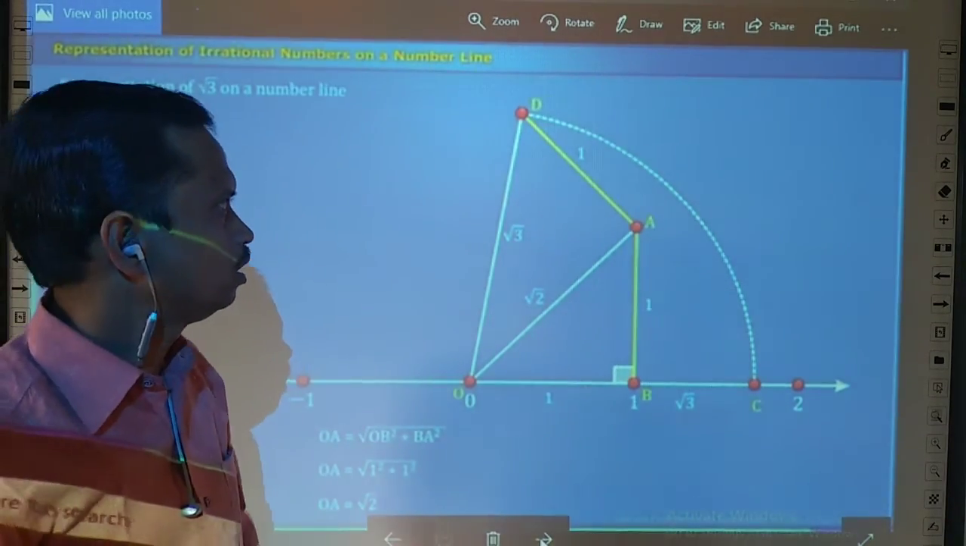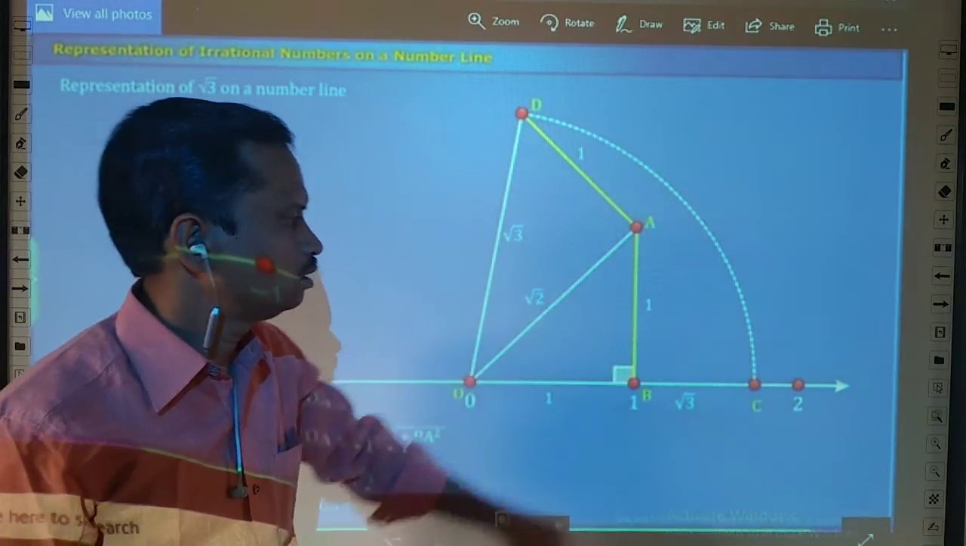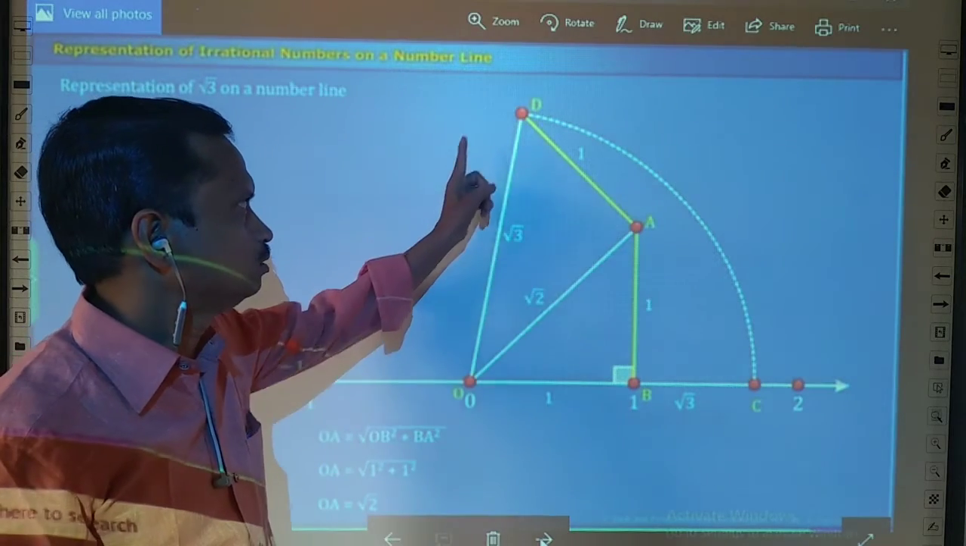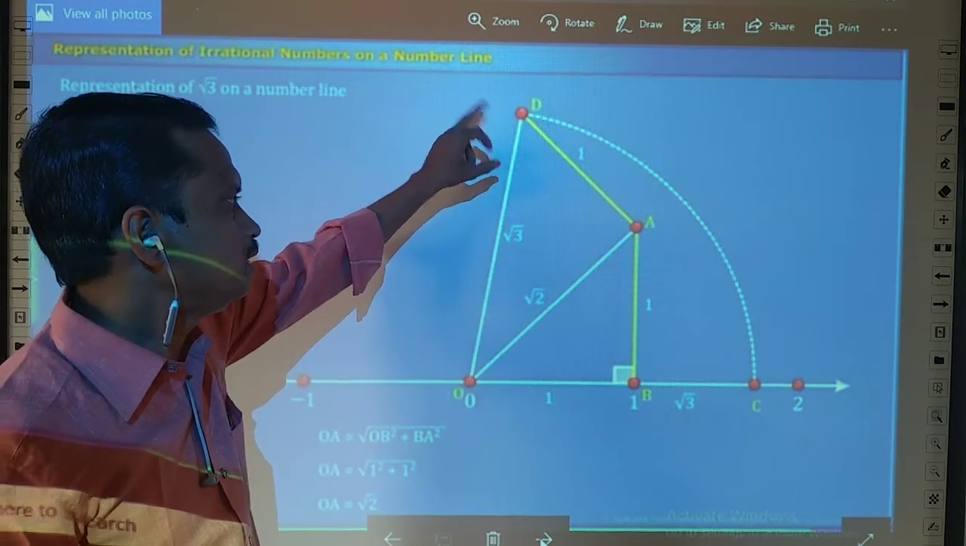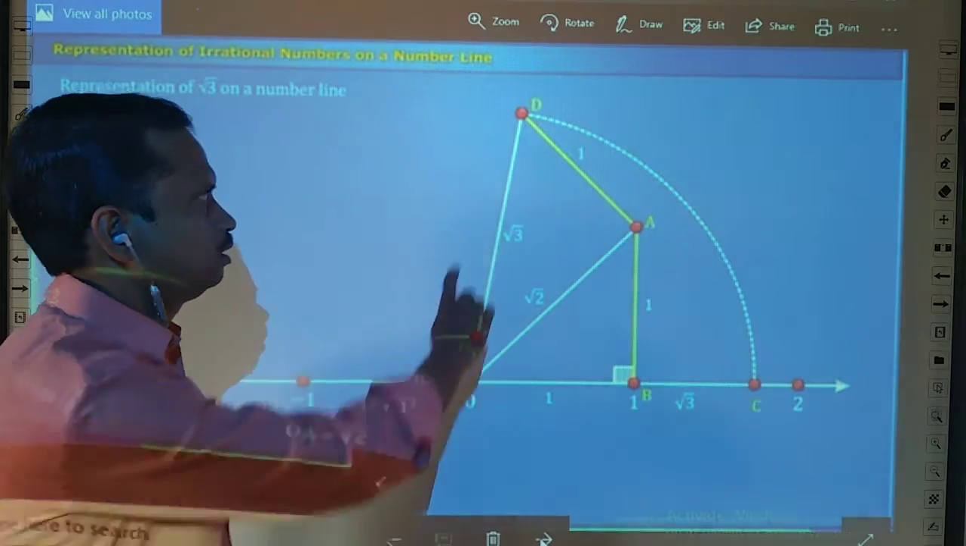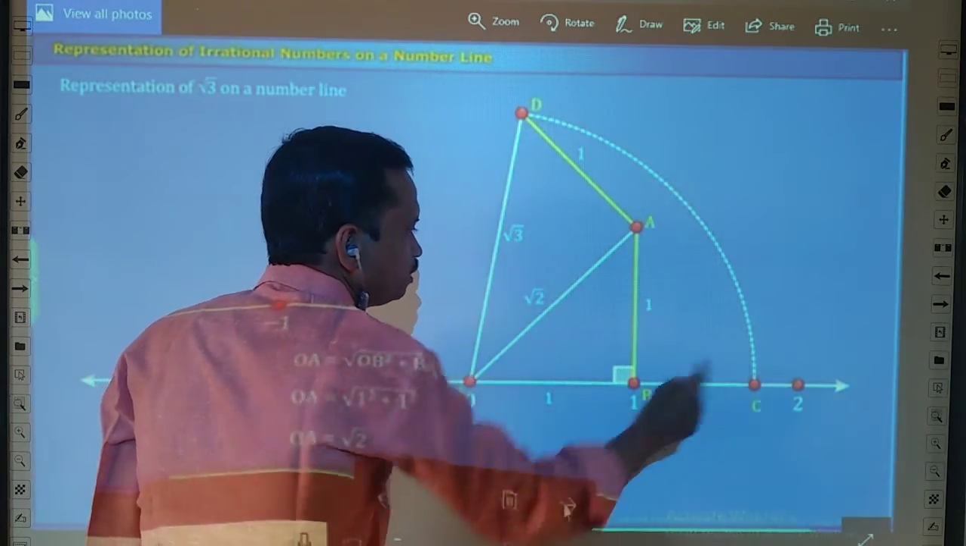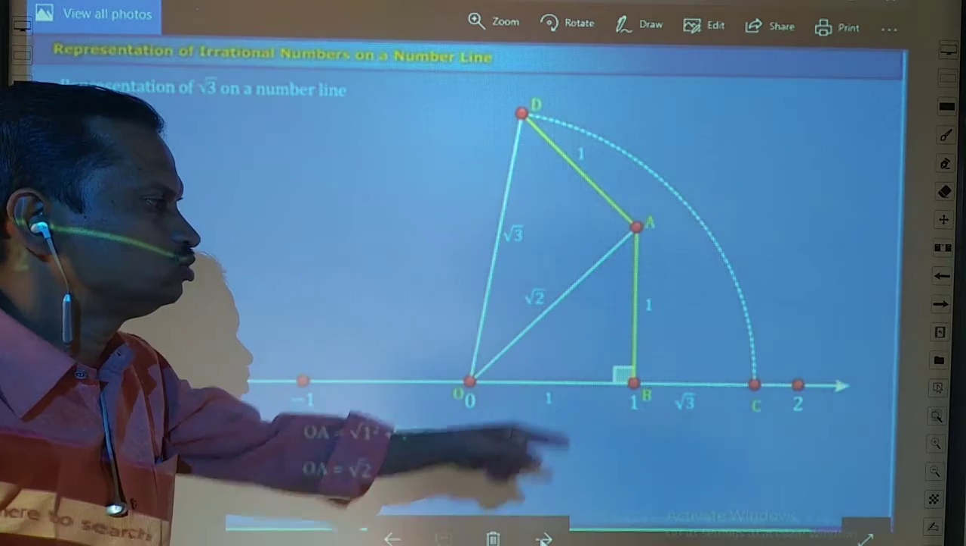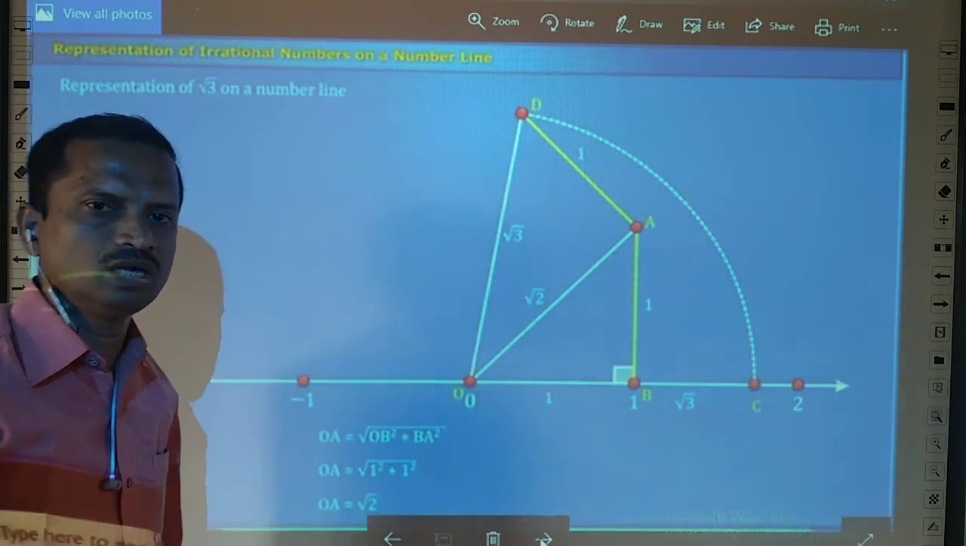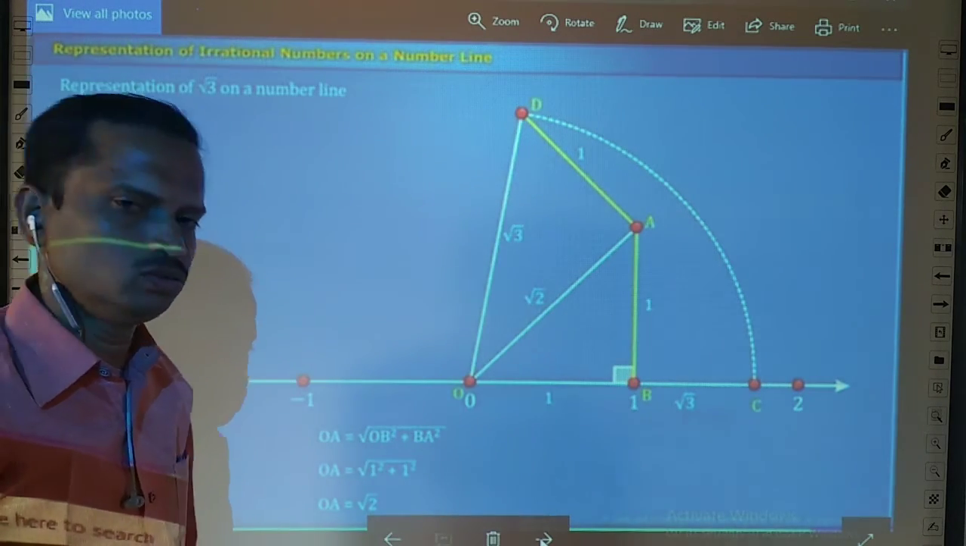And you see how it is drawn. The arc, with O as center and radius OD, is drawn to meet the number line at C. Now the point C on the number line is the location of root 3.